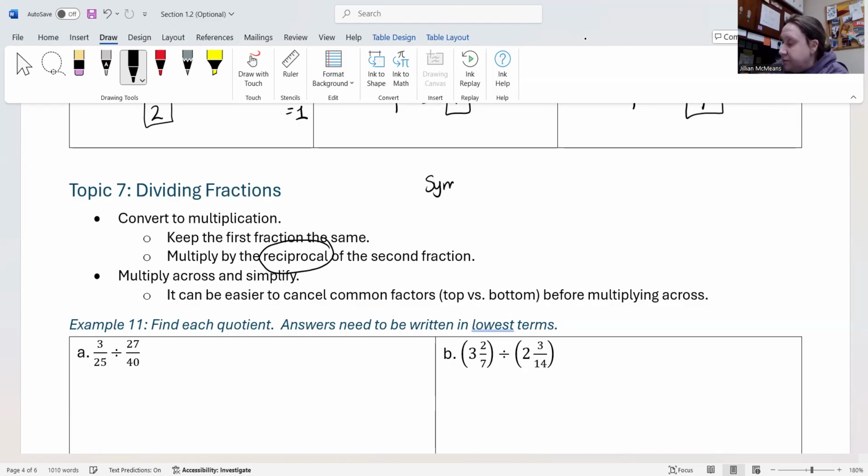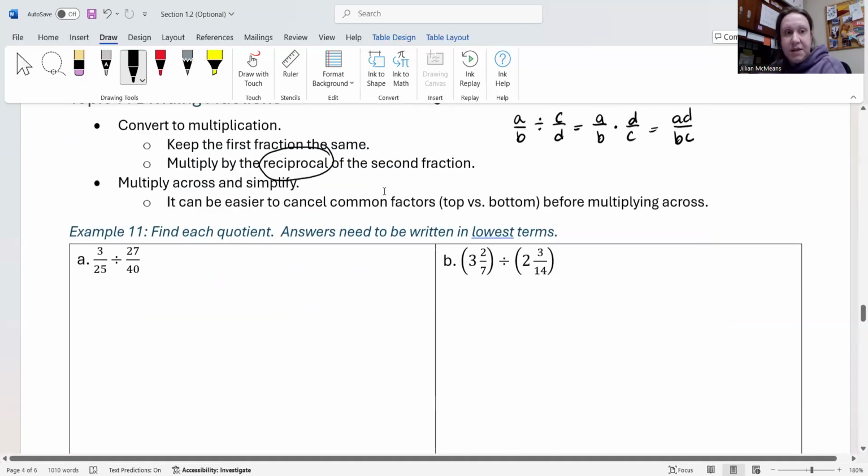So symbolically, if I have A over B divided by C over D, that would equal A over B times D over C, or AD over BC, assuming A, D, and C are not 0, because remember, if a denominator is 0, the whole fraction becomes undefined, and then that's a problem, okay? So to actually do the division, you multiply across and simplify. And I did say here it can be easier to cancel common factors top to bottom before multiplying across. We practiced that in the last video, so that's going to be true here as well.